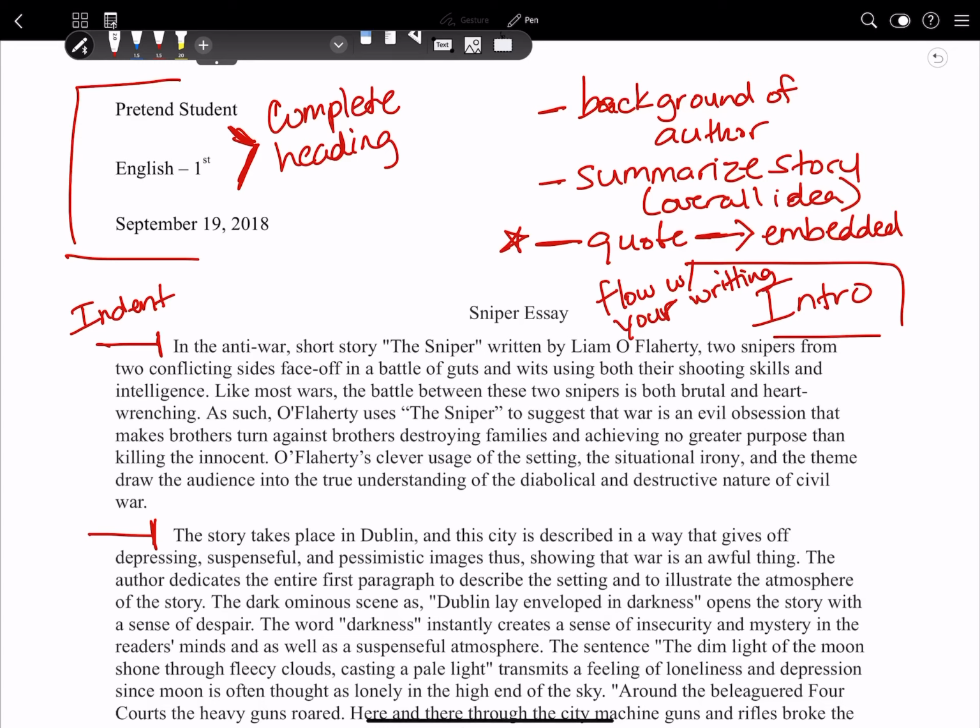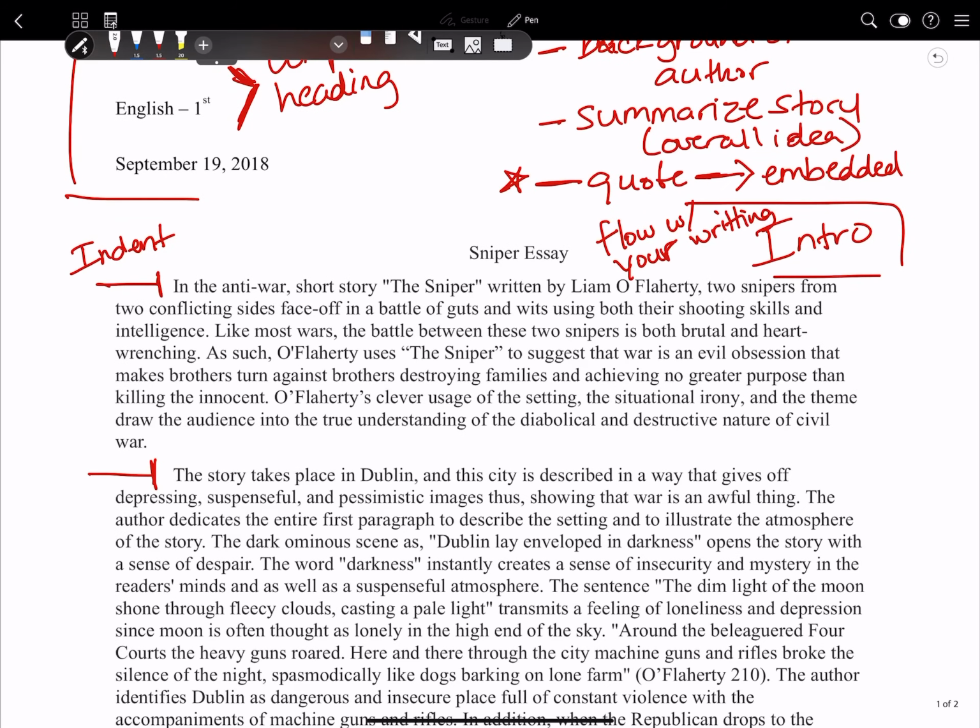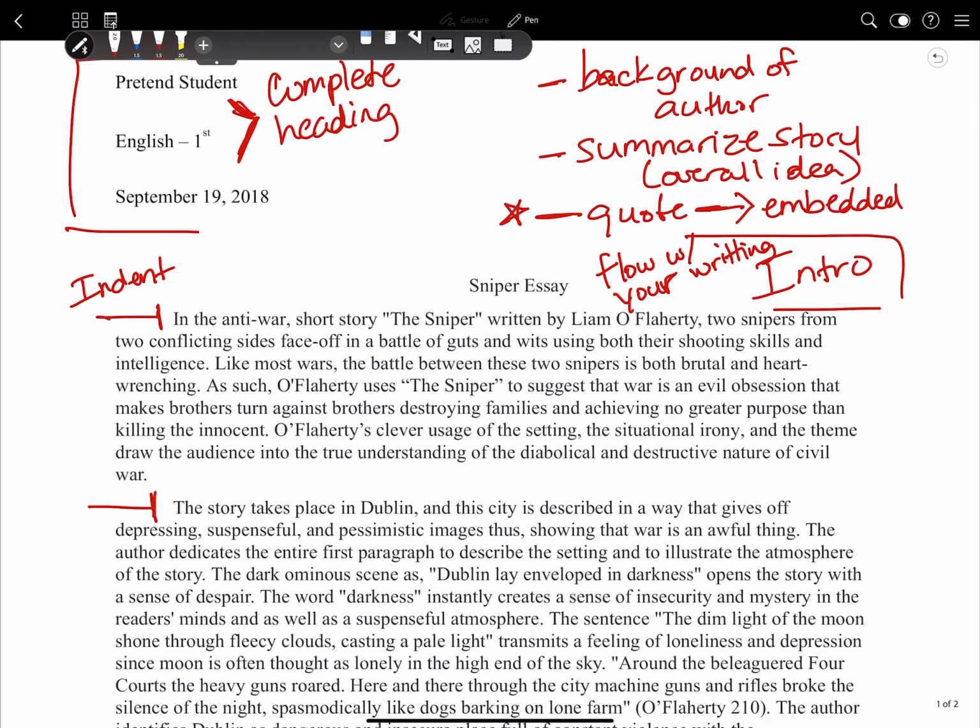Like a lot of people want to say something like, let's find a quote down here. "Dublin lay enveloped in darkness." In the anti-war short story, The Sniper, written by Liam O'Flaherty, they don't go together. They're off. You want that flow, and if you don't have that flow, then you don't need to do a quote, okay? You need that continuation of ideas. Your quote does not need to be separated out, so be careful about doing that. You can do it, but you definitely need to be careful about it.